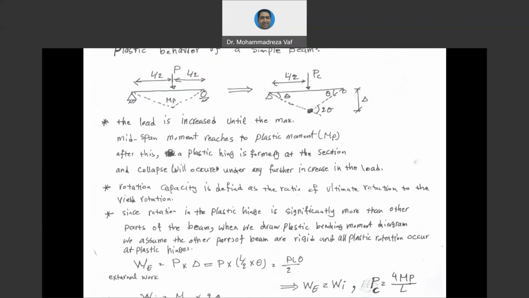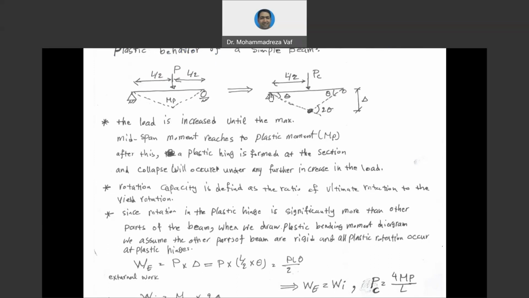So we can easily calculate the external work. P multiplied by delta is the work done by this. I can replace this delta with L over 2 multiplied by theta. According to mathematics, if you have a small angle, this L/2 multiplied by theta equals delta. So that's what we have done here. So you can see our external work is PL theta over 2 according to this calculation.